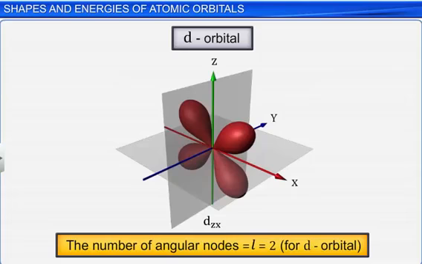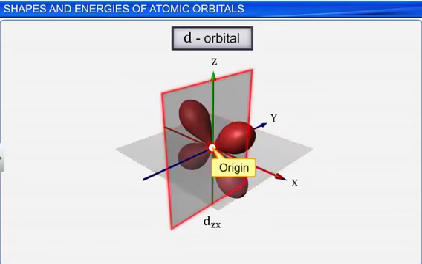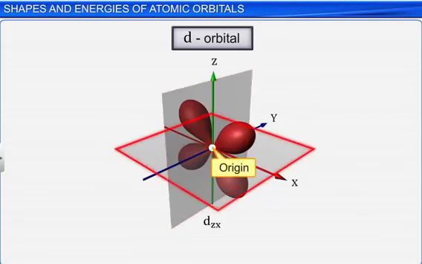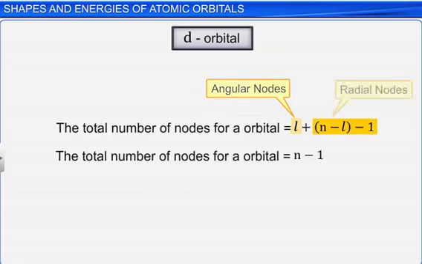For example, for dxz orbital, there are 2 nodal planes passing through the origin and bisecting the xz plane containing y-axis. Note that the total number of nodes for an orbital is given by the expression n-1. The total number of nodes is equal to sum of angular nodes given by L and radial nodes given by n-L-1 respectively.